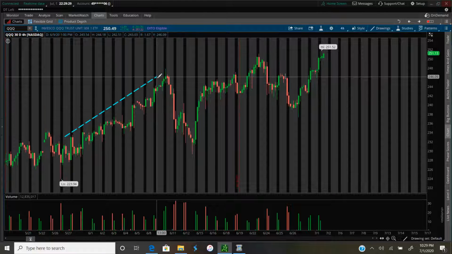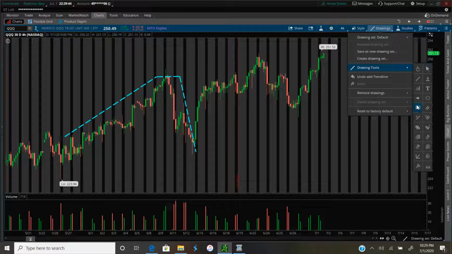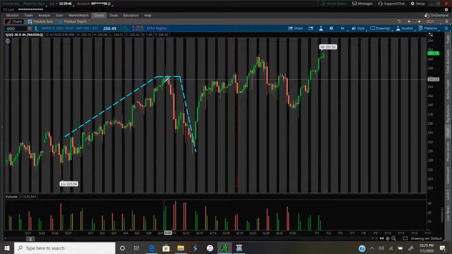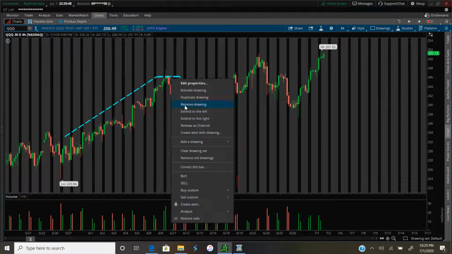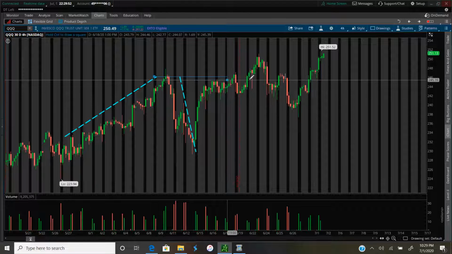We rallied. We based right here, and then we dropped. Now my first zone would be this candle right here. Let me remove this candle right here. And then I would extend my zone right here.